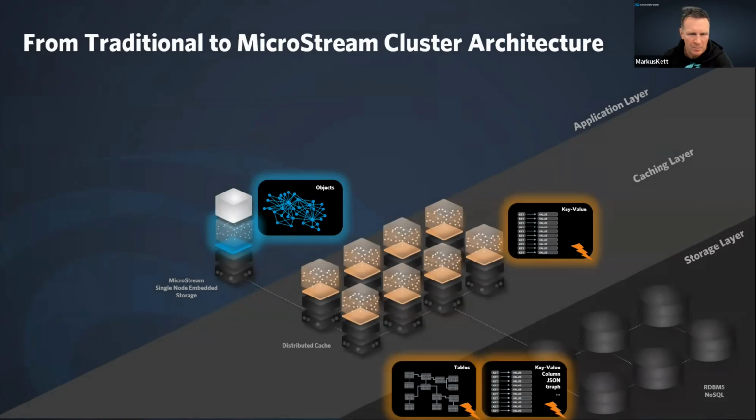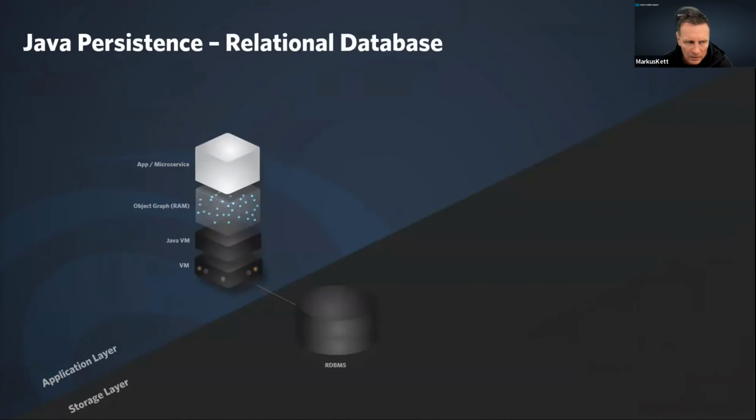Just back to the beginning. What we have done with MicroStream here is how traditional Java persistence works. Here we can see the architecture of a traditional Java application. Here is a microservice or an application, monolithic application, doesn't matter.